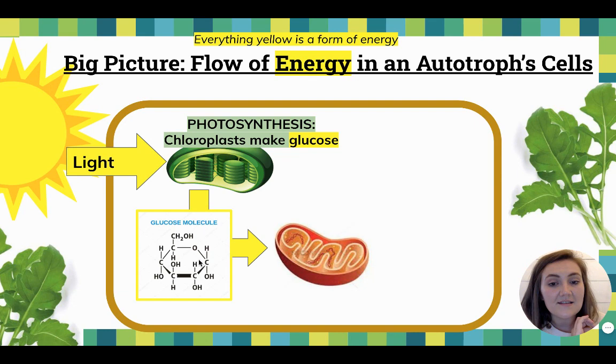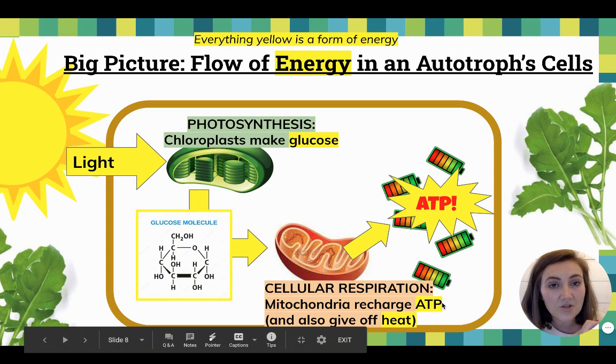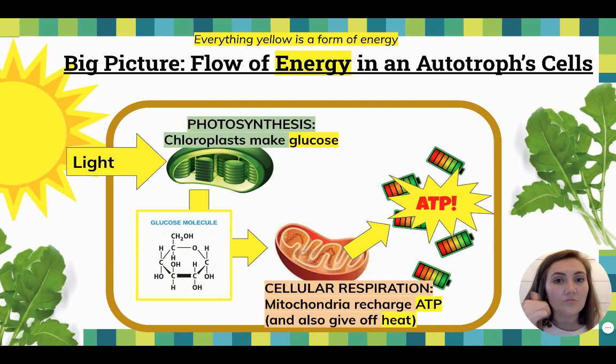The glucose molecule is then going to be sent to the mitochondria, and the mitochondria is going to be using cell respiration to recharge the ATP molecules. So remember, when ATP is not charged, it's ADP with a D. And to recharge it back up to 100%, we have to add that extra phosphate. How do we do that? Well, we've got to break down the bonds in the glucose molecule.